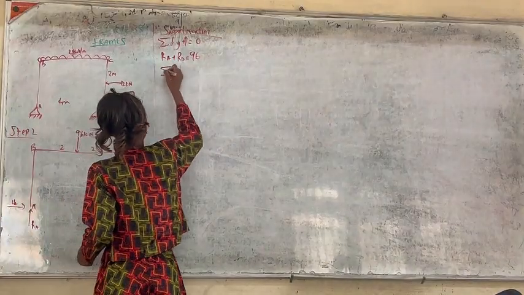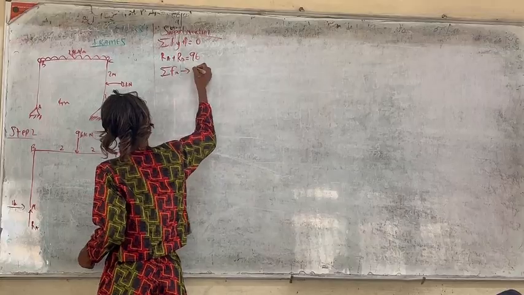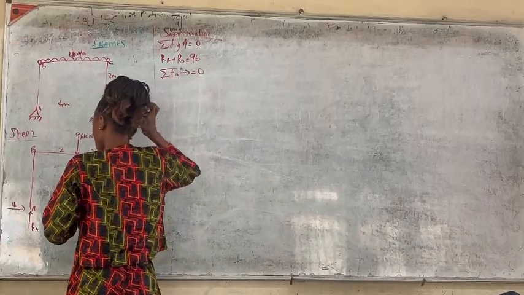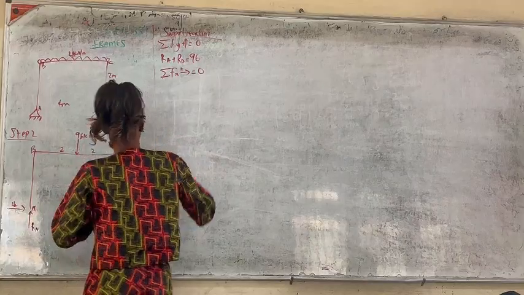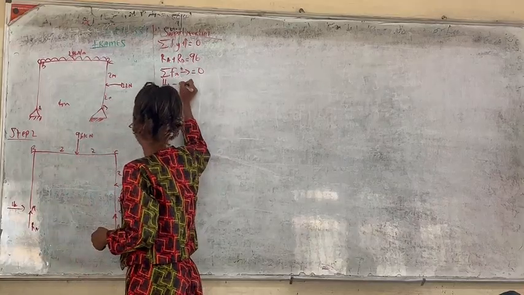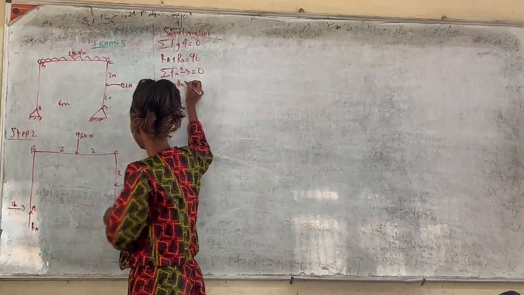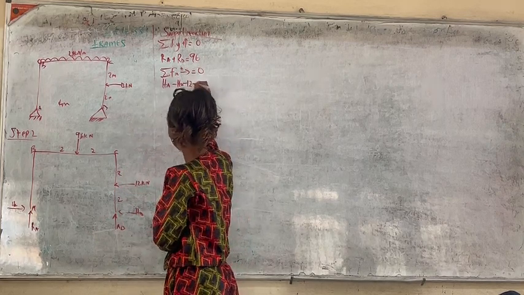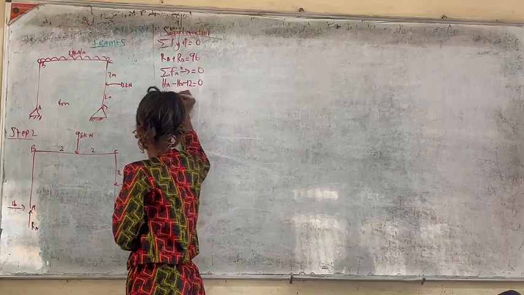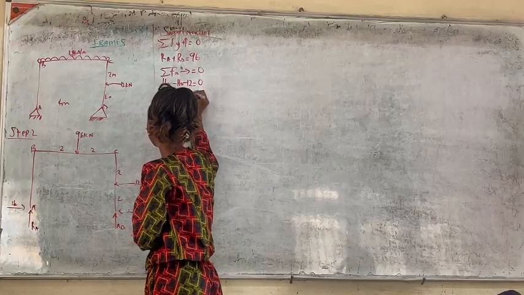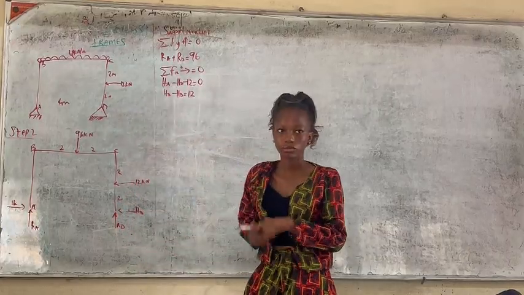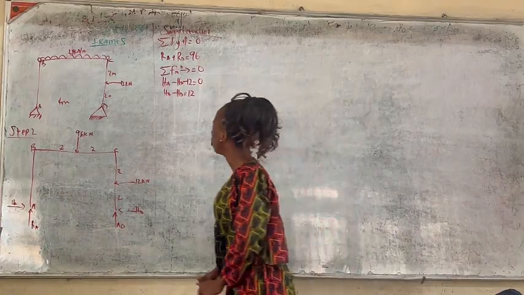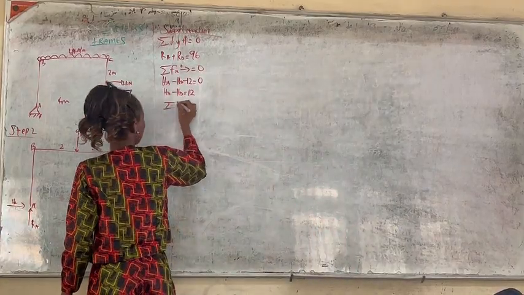Now, summation of Fx. So you have what? HA minus HD is equal to 12. HA minus HD equals what? 12. Do you get this? Yeah. So the third one is what? Moment.